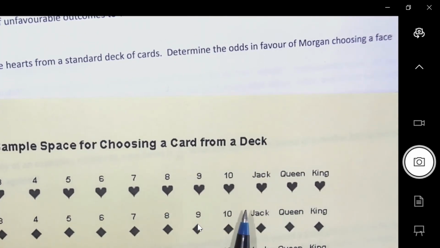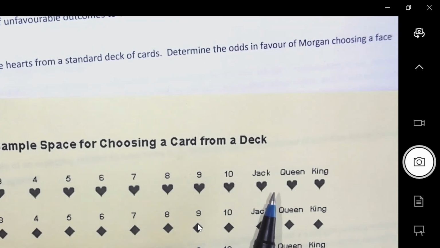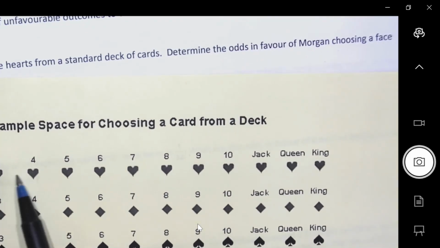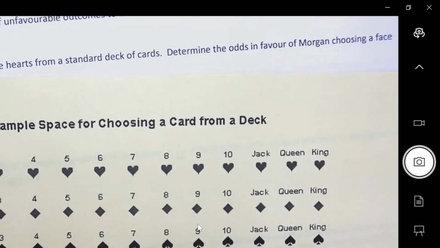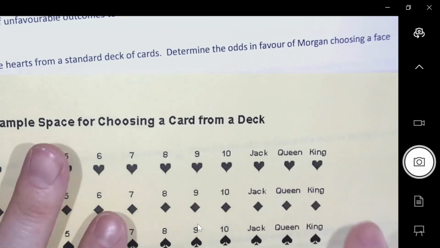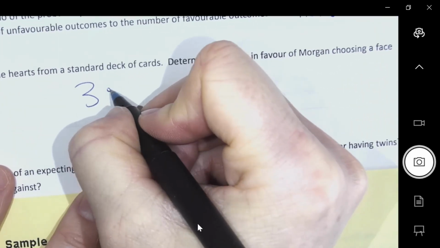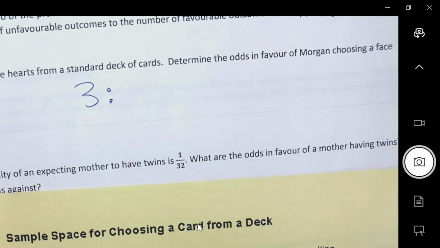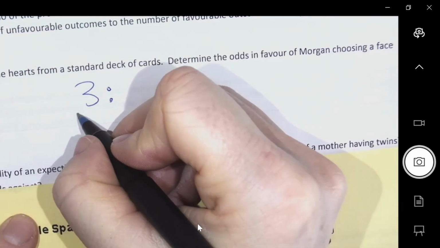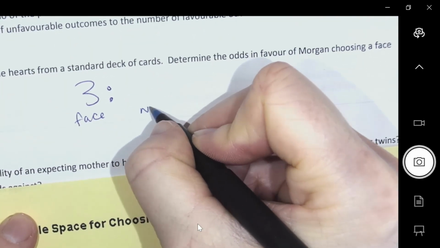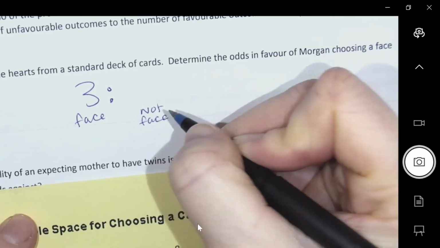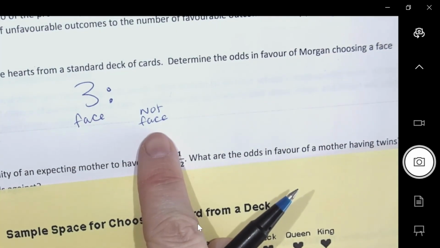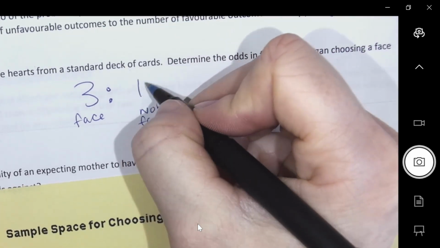Okay, so in favor of getting a face card, how many of those hearts are face cards? 3. There's a jack, a queen, and a king. So 3 are face cards. How many of those hearts are not face cards then? 10.